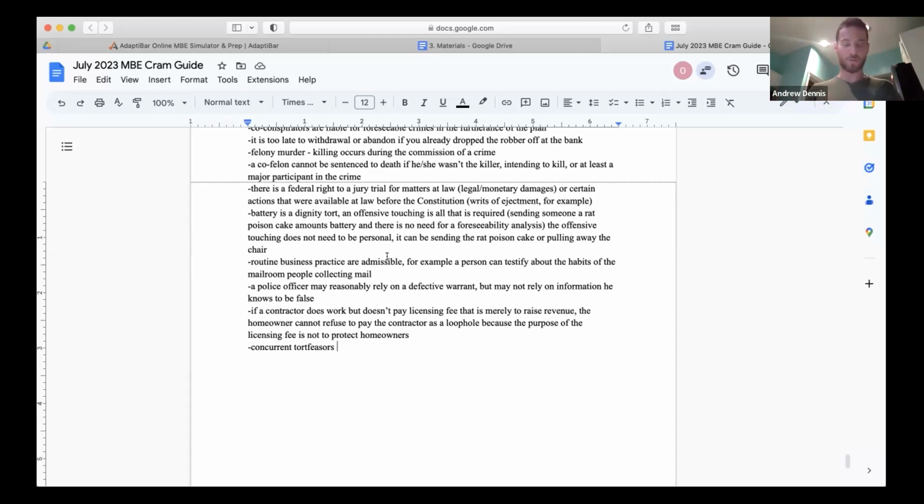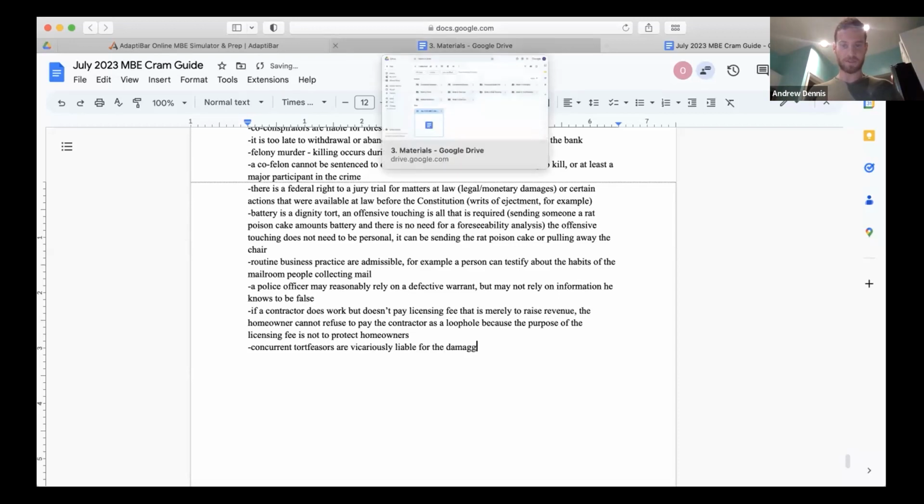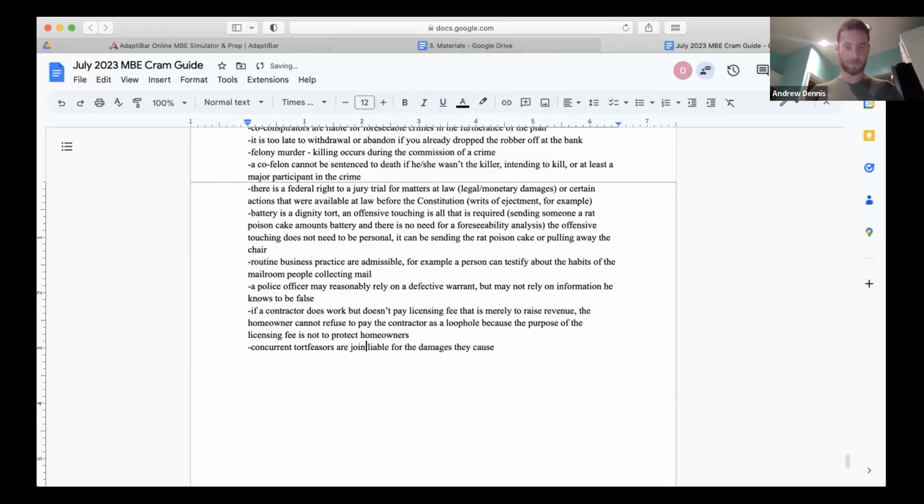All right. So concurrent tortfeasors are vicariously liable for the damages they cause. Not vicariously liable. Come on, guys. Joint and severally liable. Yeah, that's why my face went crazy. Concurrent tortfeasors are jointly and severally liable for damages they cause. For instance, if two companies pour chemicals into the water.